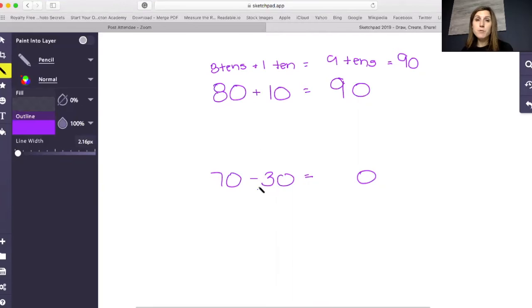All right, now for subtracting, instead of thinking about 70 minus 30, if that feels weird to you, you can think about 7 minus 3, and that equals 4. So your answer is 40. Or you can think about 7 tens minus 3 tens equals 4 tens, which equals 40.